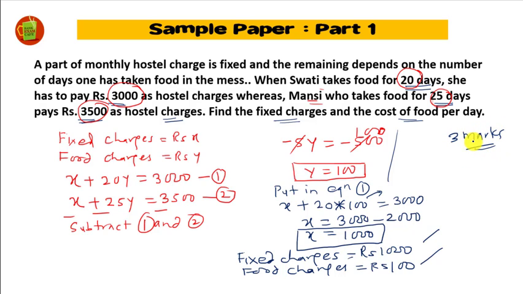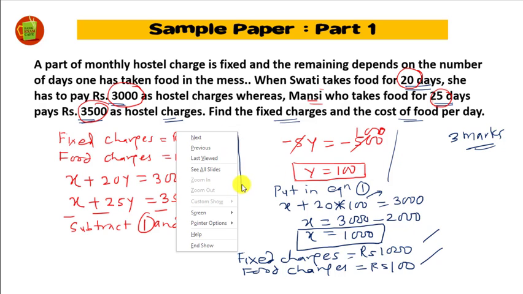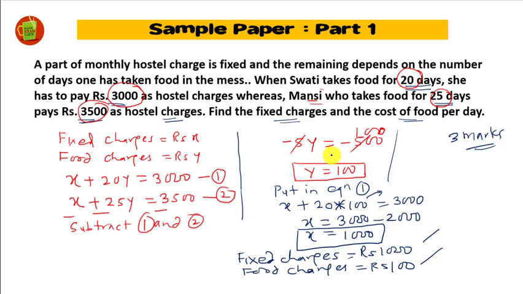So this is the question asked for 3 marks. This part will be getting 1 mark, and this part will be getting 1.5 marks, and this part, the answer part, will get half a mark. This way you will get the total 3 marks.